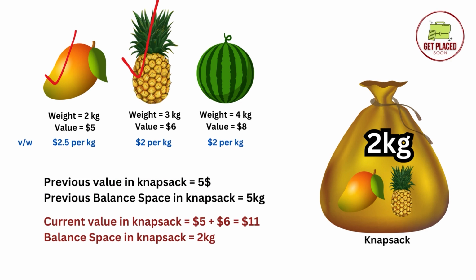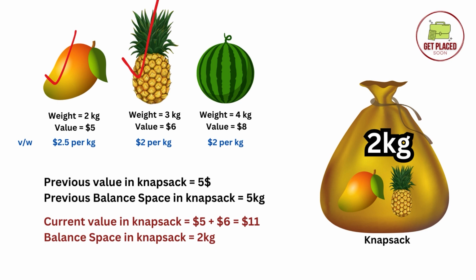Now moving ahead, adding pineapple. Pineapple is 3 kg and we have 5 kg left, right? So we can fit it, and adding pineapple to the knapsack, 5 minus 3, now only 2 kg is left in the knapsack. Now the whole pineapple is added, so the value will be $6 of pineapple plus $5 of mango. The total value till now is $11. The balance space in the knapsack is 2 kg, as you can see on the right side.